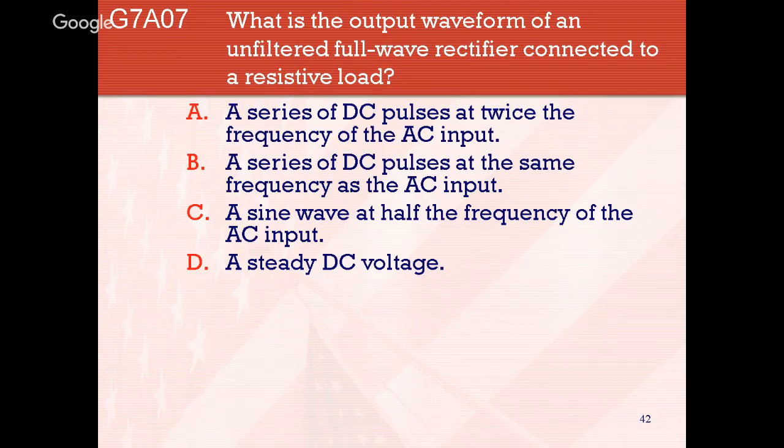What is the output waveform of an unfiltered full wave rectifier connected to a resistive load? You get a series of DC pulses is what you get, kind of a ripple effect. It's not a smooth, pure signal of DC going through there. And it pulses at twice the frequency of the AC input, by the way.